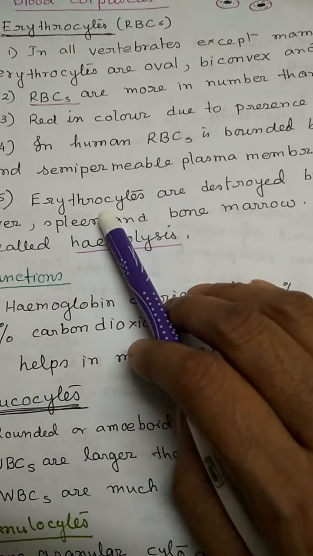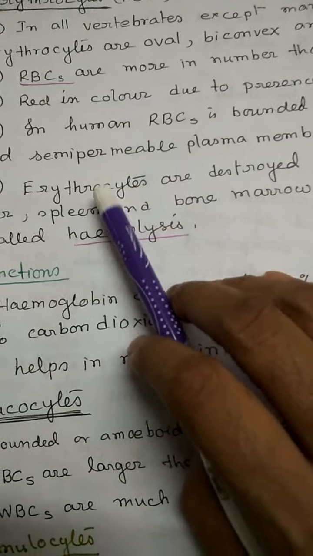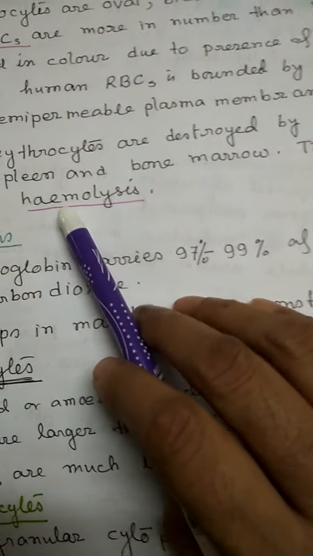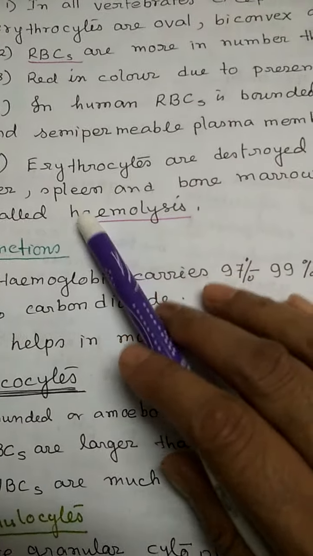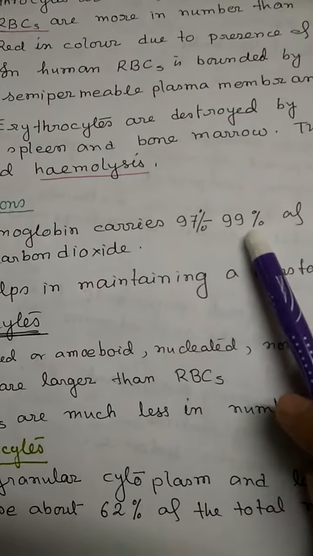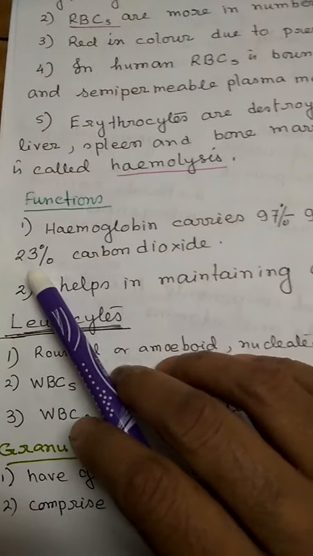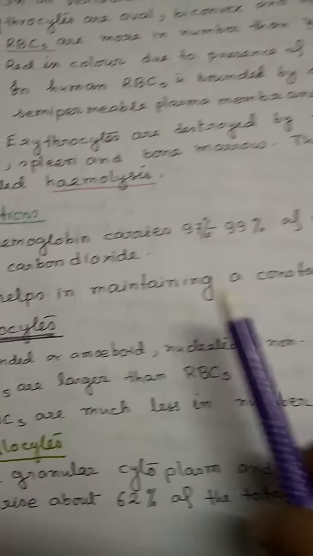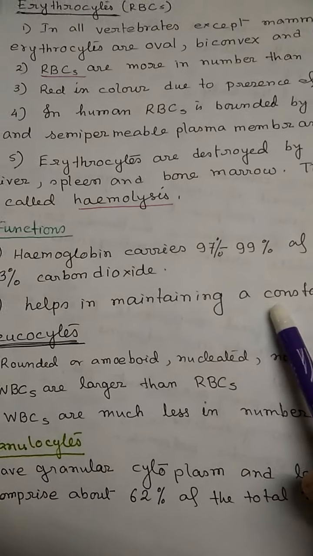That is, when the erythrocyte cells become old, they are destroyed within the liver, spleen and bone marrow, and this process is called hemolysis. Okay, this term is important for your question. Now what is the function? Hemoglobin carries 97 to 99% of oxygen and 23% of carbon dioxide. It helps in maintaining the constant pH of our body. So that one is the function of erythrocytes.